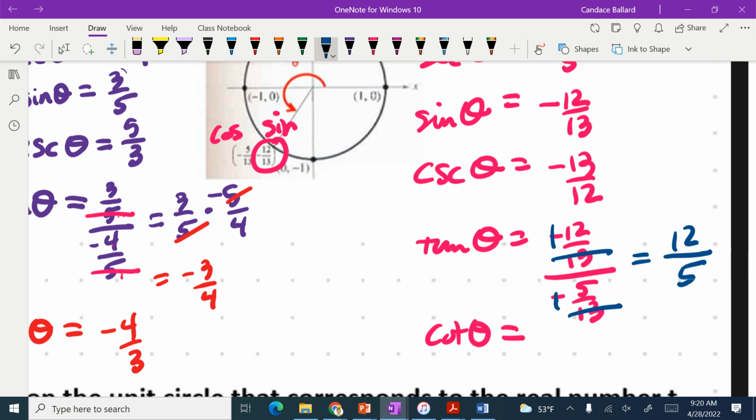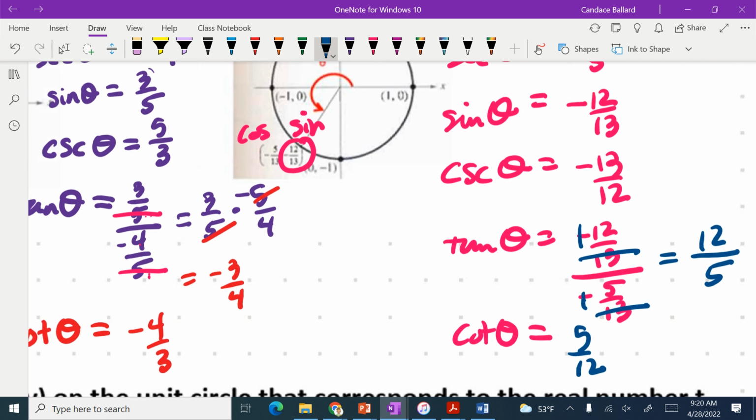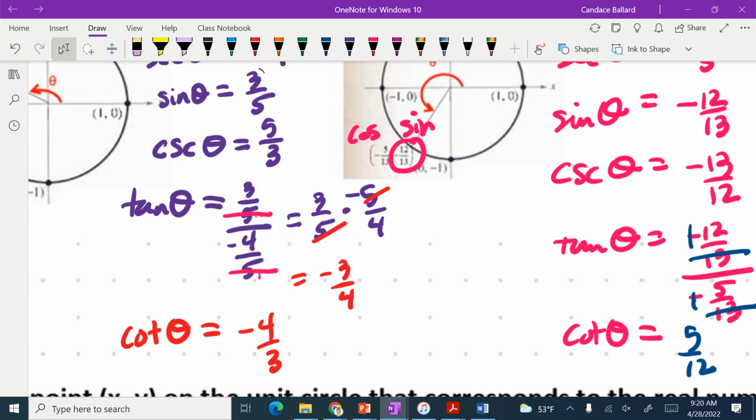All right. What was cotangent if tangent's 12/5? 5/12. Aren't those all familiar numbers? The 3, 4, 5, 5, 12, 13. They all just came back. Okay. All right. So now let's put this on the unit circle that we built.